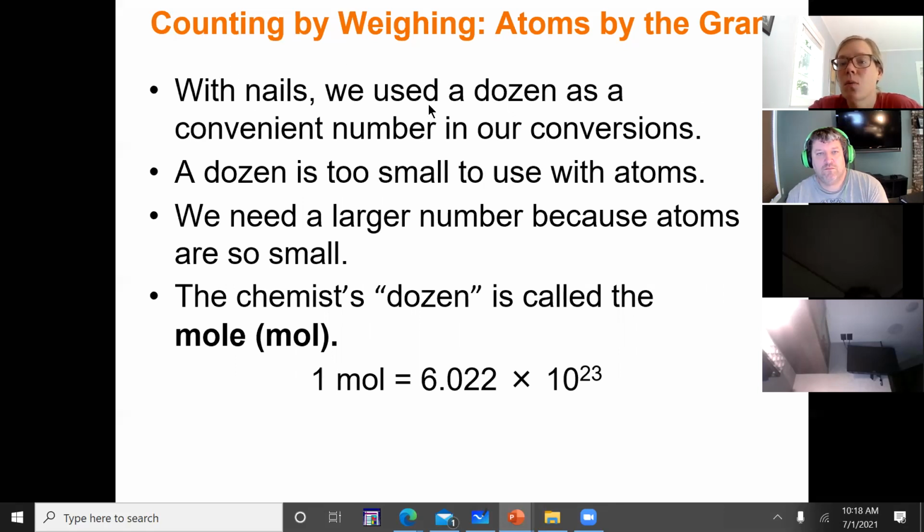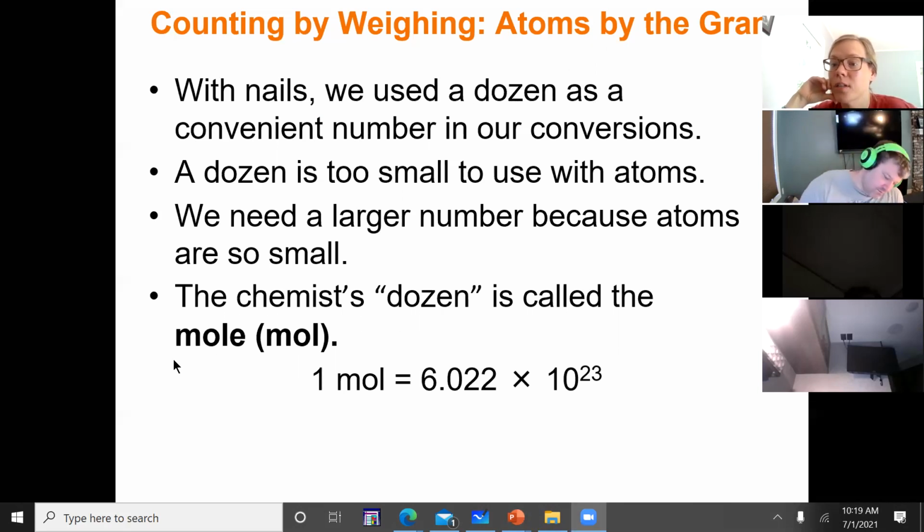With nails, we used a dozen as a convenient number in our conversions, right? So we said, hey, 0.15 pounds equals a dozen nails. Well, a dozen isn't going to cut it in chemistry because what is a dozen? A dozen is equal to 12. How many atoms are there? Oh my gosh, there's so many atoms. We need a dozen on steroids. We need something that is going to represent a whole lot of something. So what we have is what's sometimes called the chemist's dozen, or it's called the mole. M-O-L-E.